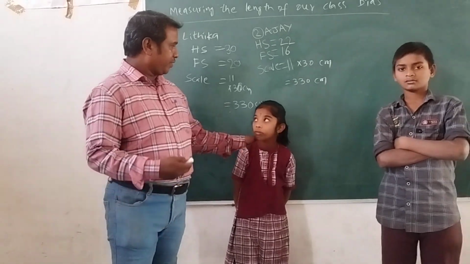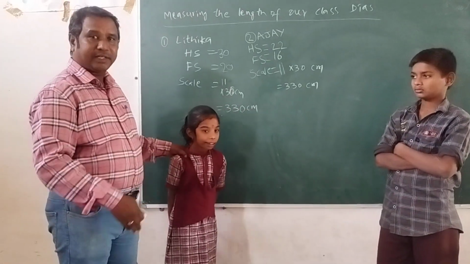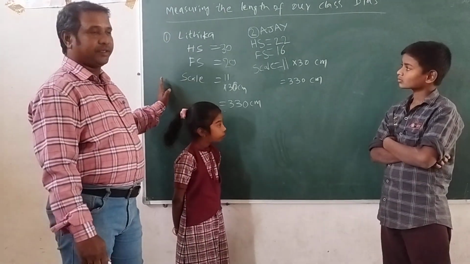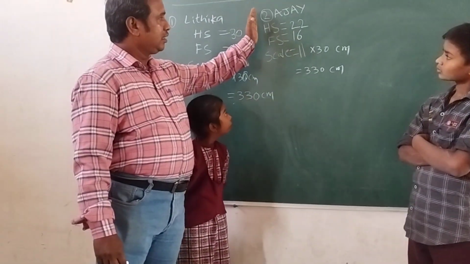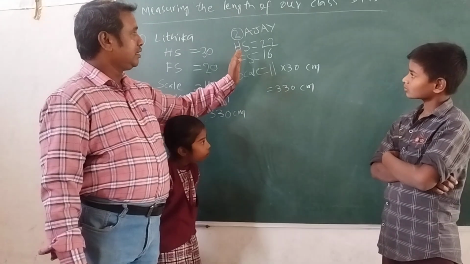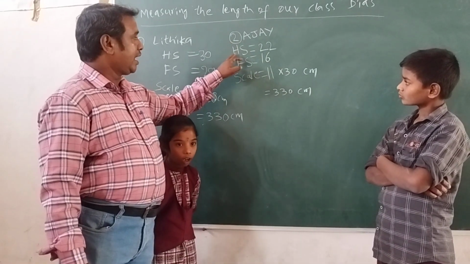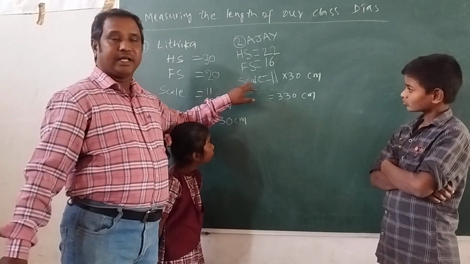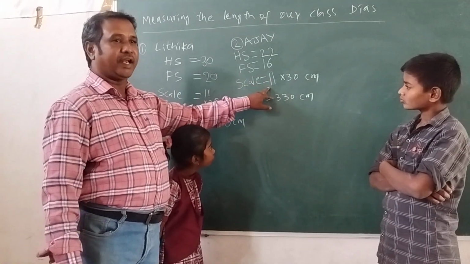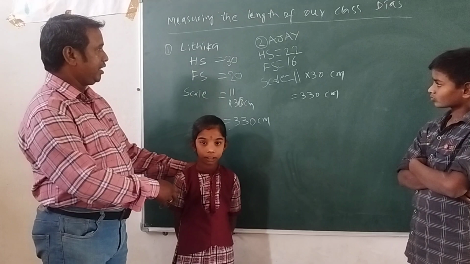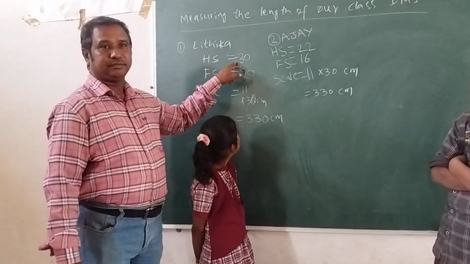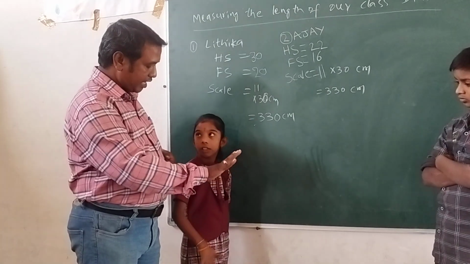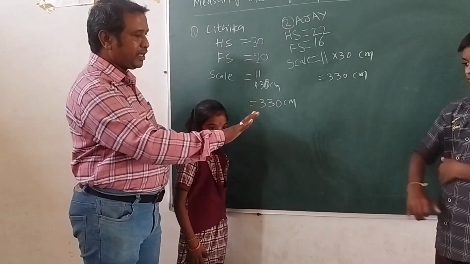Right here we have Litika's measurements. Litika measured the length of the stage with this information. So Ajay has data when he measured the length of the stage: hand spans are 22, foot spans are 16. With scale, the number of times of 30 centimeter is 11. Whereas Litika, you see here, hand spans are 30. You show your hand span like this.